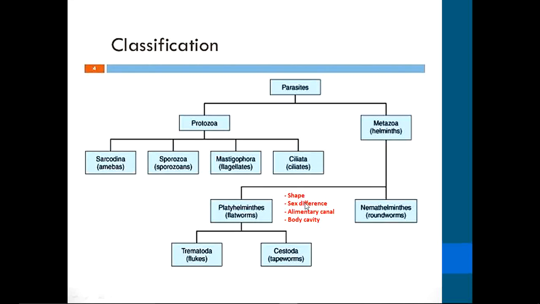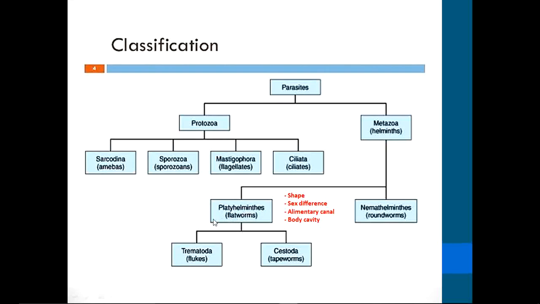unsegmented bodies. Sex difference: the phylum Platyhelminths are mostly hermaphrodite, which means sexes are not separate, whereas in case of phylum Nemathelminths, sexes are separate. The alimentary canal in case of Platyhelminths is incomplete or entirely lacking, whereas the alimentary canal is complete in case of phylum Nemathelminths. If you talk about the body cavity, it is absent in phylum Platyhelminths and the body cavity is present in phylum Nemathelminths.